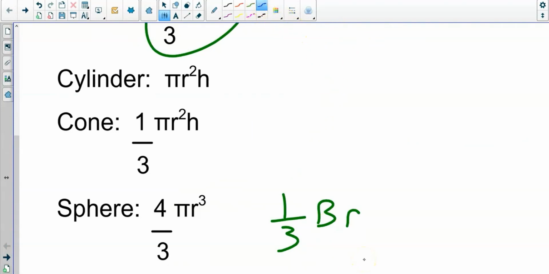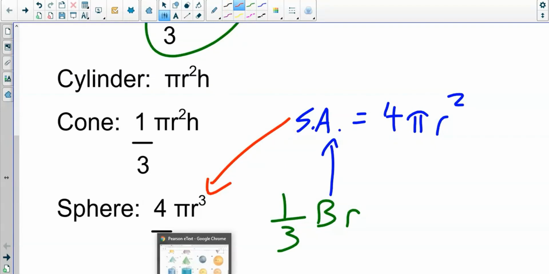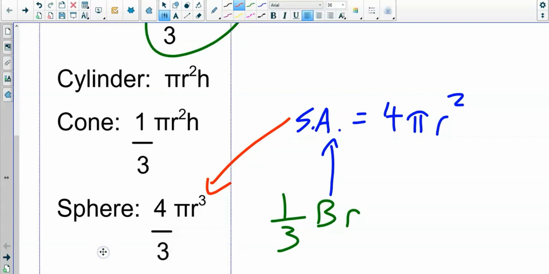You don't need to know it. But again, I'm telling you this because I want to explain where these formulas are coming from, because it's fascinating. It's interesting. The surface area of a sphere is 4 pi r squared. And remember, I just told you that big B represents the surface area. So if I take this green formula right here, the pyramid formula, and my surface area formula, and I put them together, you get 4/3 pi r cubed. That's where that formula comes from. It's a combination of the surface area and a pyramid formula.